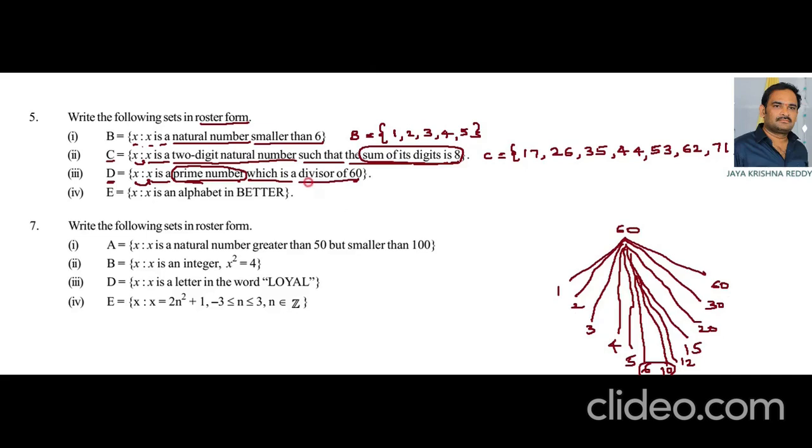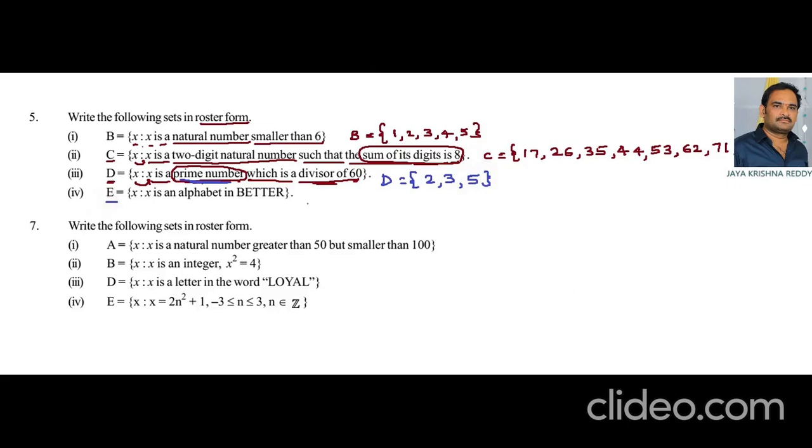But from these divisors, we have to select only the prime numbers. Okay, so 1 is not a prime number, 2 is a prime number, 3 is a prime number, 5 is a prime number. So the remaining numbers are even numbers, these are not prime numbers. 15 is also not a prime number, only these three numbers are there. So D equals, we can write the elements as 2, 3 and 5.